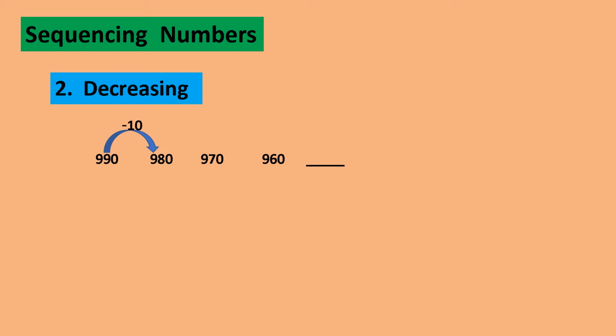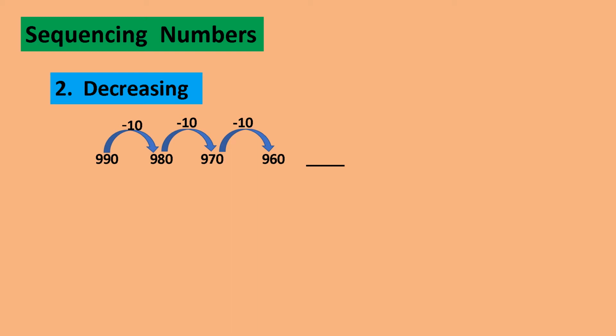Okay. And then 980, it went down to 970. So it also decreases by 10. And then 970, it went down to 960. It decreases by 10. That means that the pattern or the sequence of these numbers is decreasing by 10.